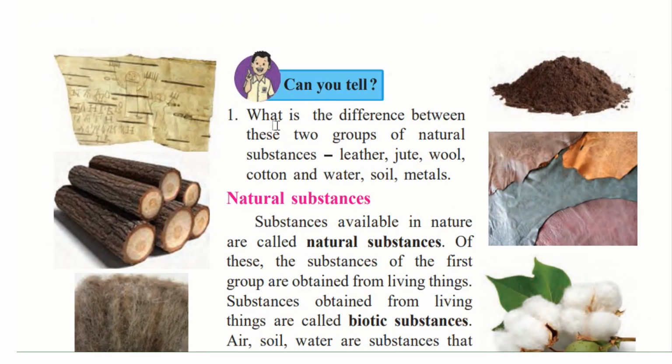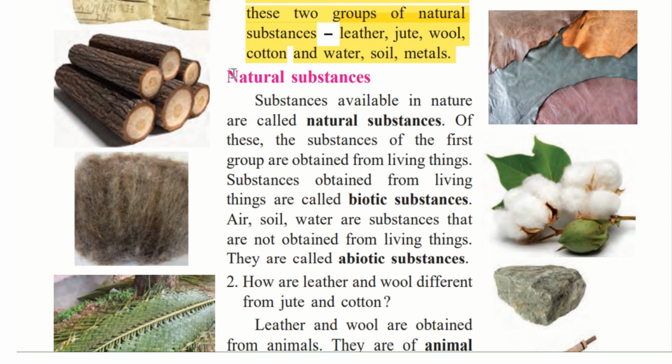Can you tell, students, what is the difference between these two groups of natural substances? That is leather, jute, wool, and cotton. And the second group is water, soil, metals. Think about it. Did you get it? Now, leather, jute, wool, cotton, we get from living things, animals and plants. Whereas water, soil, metals are all non living things. So let's learn more about it.